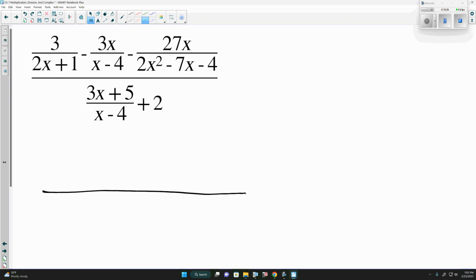Now this one here, it's very tempting to want to say that we want to multiply everything by 2x and x minus 4 and 2x squared minus 7x minus 4 because we have three different things. But the question is, will 2x squared minus 7x minus 4 factor? We know 2x plus 1 doesn't factor. X minus 4 is also in simplified form.